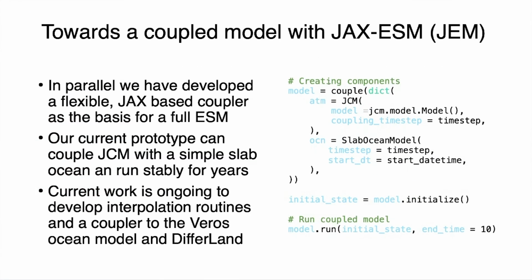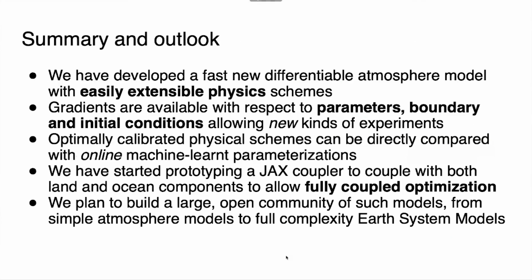And so we're currently working on a coupler that looks something like this on the right, where your coupled model has an atmosphere and an ocean, and the coupled model run knows how long to run each of those components and how to exchange information between them. The ocean model that will be included is called Veros, and the land model is called Differland. But we've been building the atmospheric component. So this is becoming a whole Earth system model.